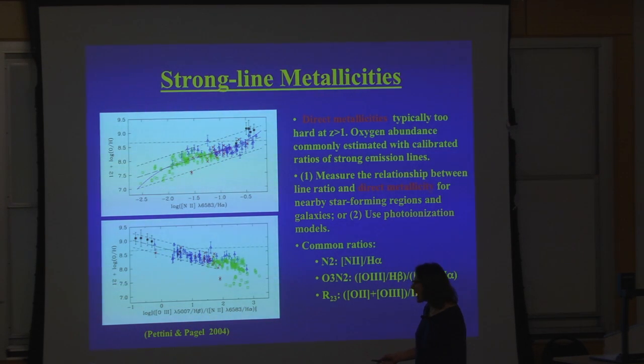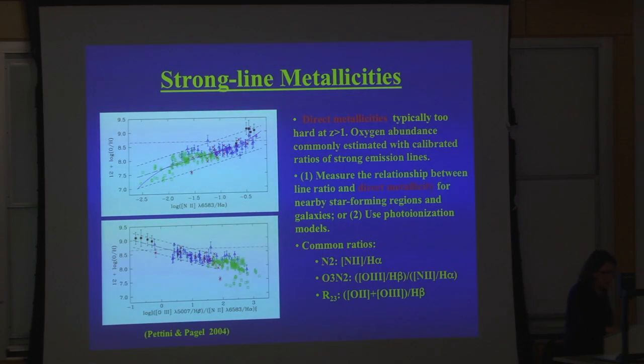And there are some common patterns of strong emission lines. This is the ratio of nitrogen 2 to H alpha. We can use more line ratios. This is O3N2: O3 to H beta divided by N2 to H alpha. You can use another ratio called R23. But the fact is that these have all been calibrated in the local universe.